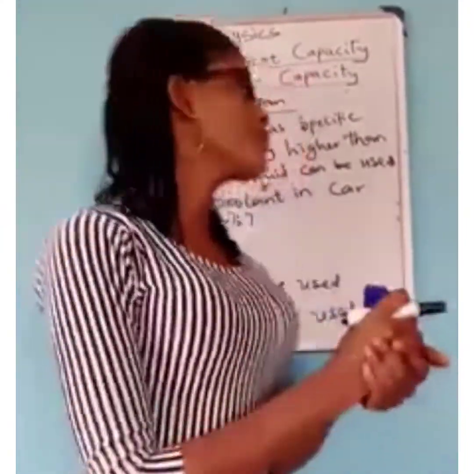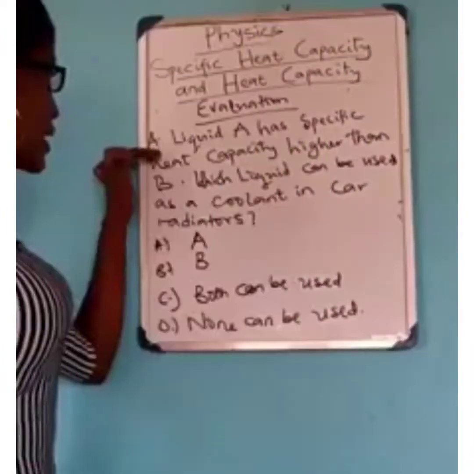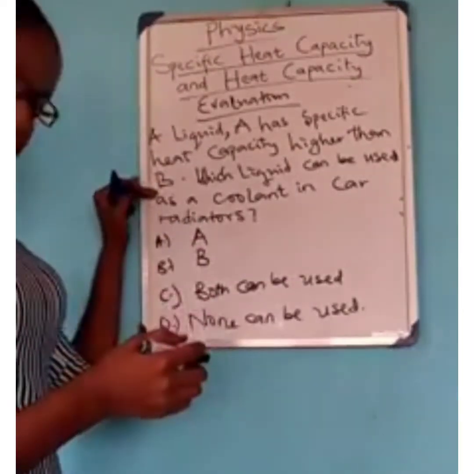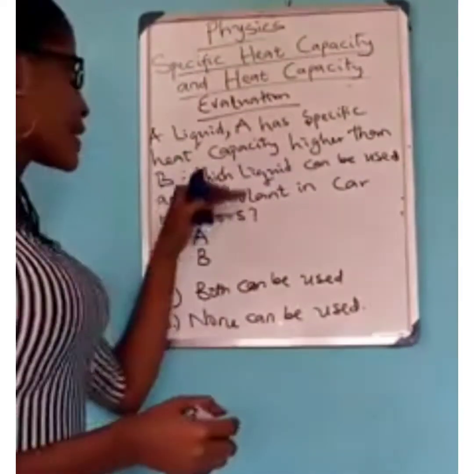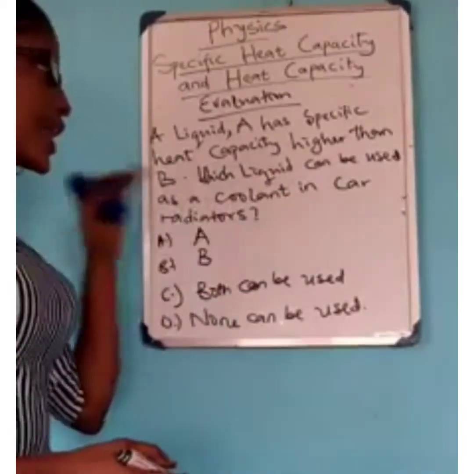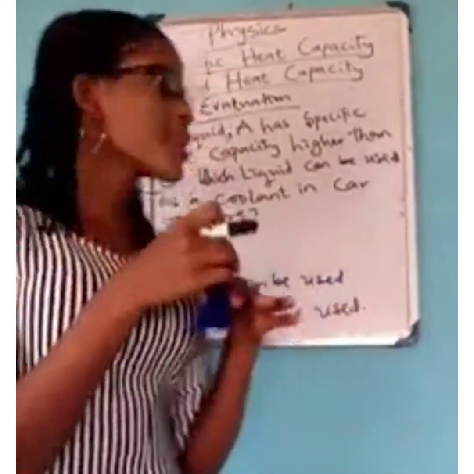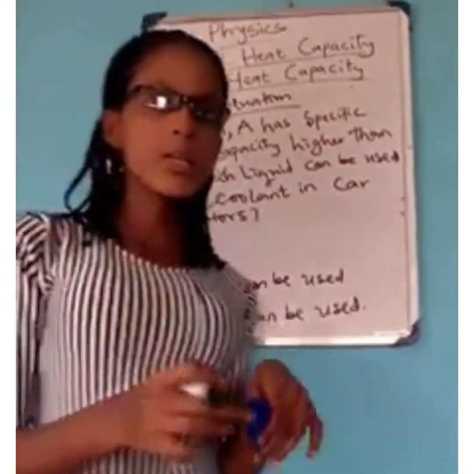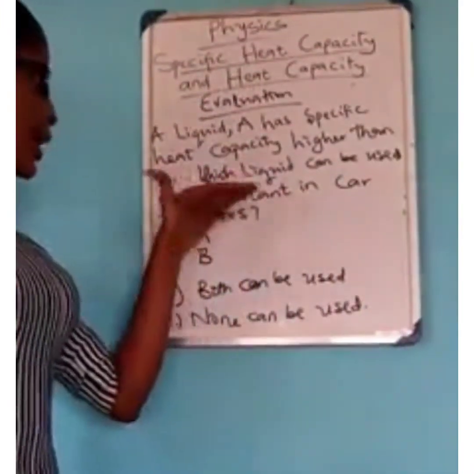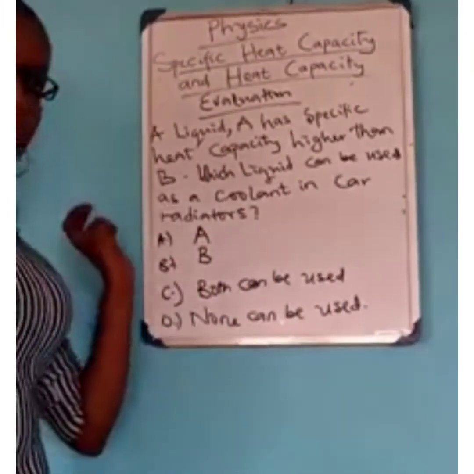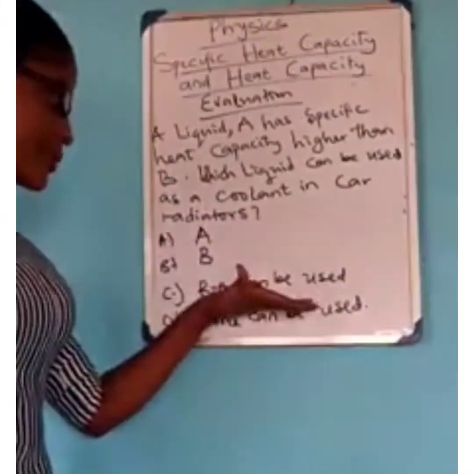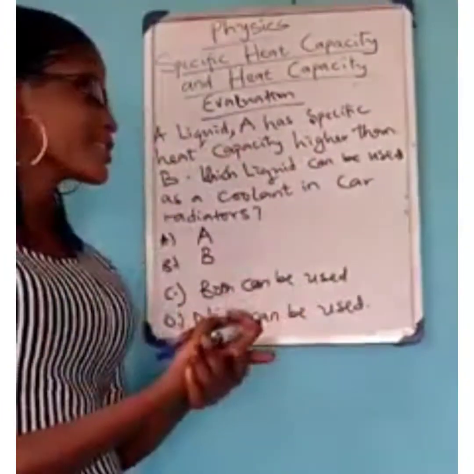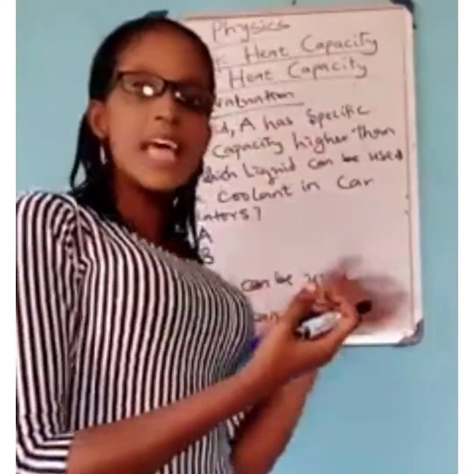So if you're on the same level, can you help me solve this evaluation? Liquid A has a specific capacity higher than B. Which liquid can be used as a coolant in car radiators? Again, liquid A has a higher specific capacity than liquid B. So my question is, which liquid can be used as a coolant in car radiators? The options are A, B, both can be used, and none can be used. Take your time, go through the question, understand it, and then as usual, you can type in your answer in the comment section.